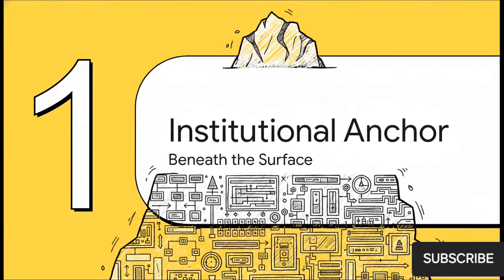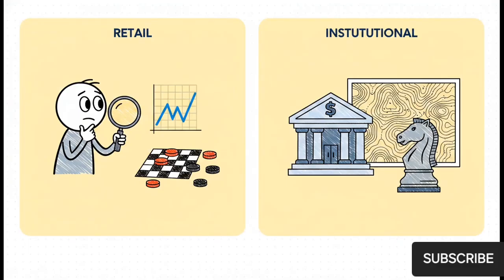Section 1. The institutional anchor point. Beneath the surface. You really have to think of the market as a giant iceberg. What you see on a standard chart, the daily highs, the lows, the standard moving averages, that is just the tip of the iceberg. If you want to understand the hidden depths and, honestly, the fundamental difference between retail and institutional traders, you've got to look at how they treat the volume-weighted average price, or VWAP.